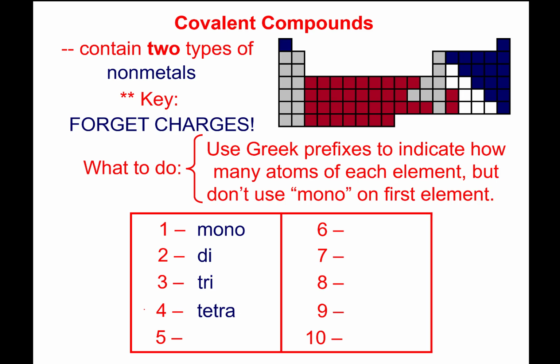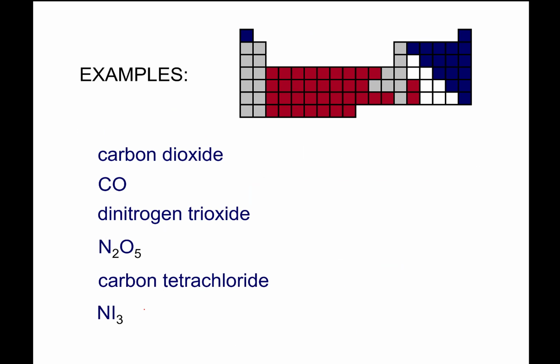Be careful, this is the one that a lot of students get wrong, because in math class you learned a different prefix, and I'm not going to mention it here because I don't want you to get confused, but 4 is tetra. 5 penta, 6 hexa, 7 hepta, 8 octa, 9 nona, 10 deca. Memorize those prefixes. All right, we've got 6 examples.